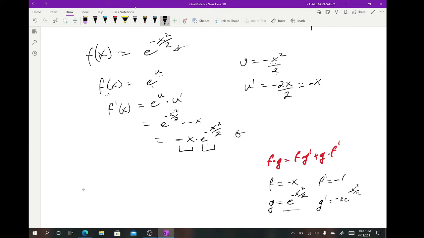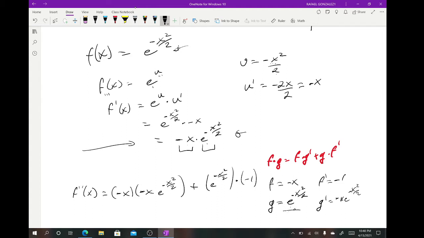So we have now the second derivative of this function is equal to the first times the derivative of the second, so that's minus x times g prime. Well, g prime is minus x e to the minus x squared over 2, plus the second times the derivative of the first. Well, the second is e to the minus x squared over 2 times negative 1. That is, again, by the product rule.